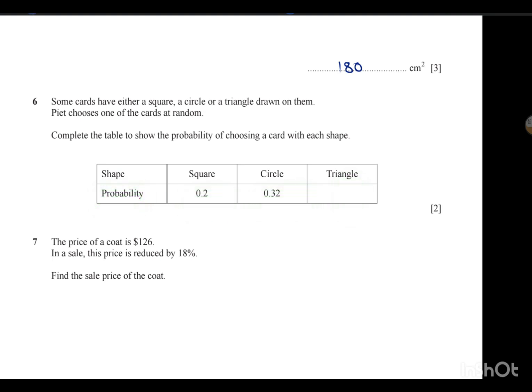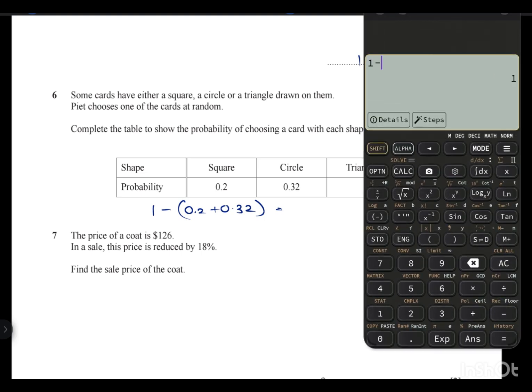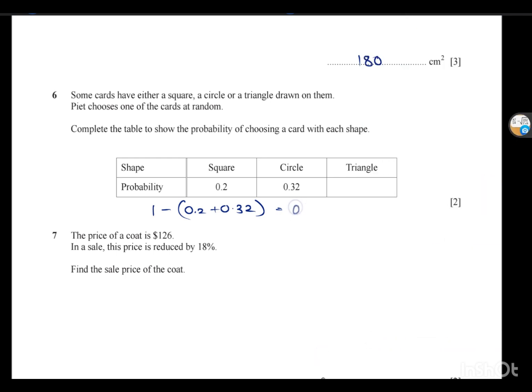So what we have to do is just subtract from the whole, 1, the sum of the given probabilities. Do it. 1 minus 0.2 plus 0.32 is 0.48. So it is 0.48, the missing probability.